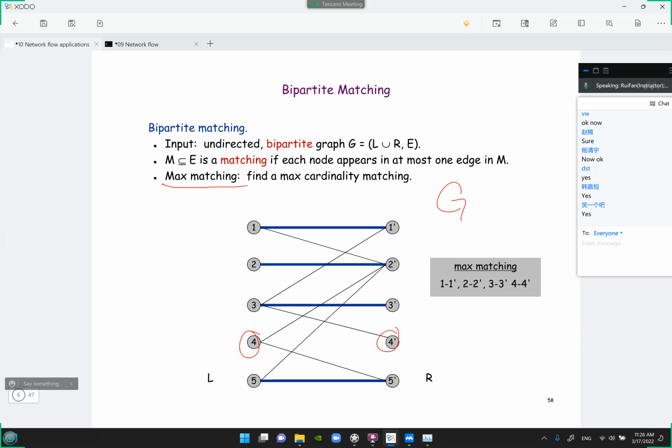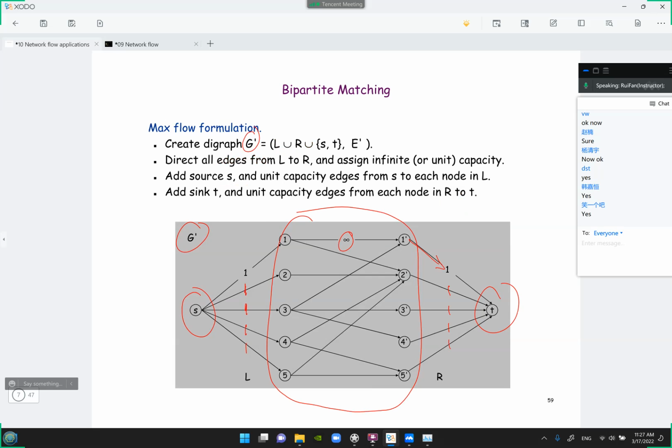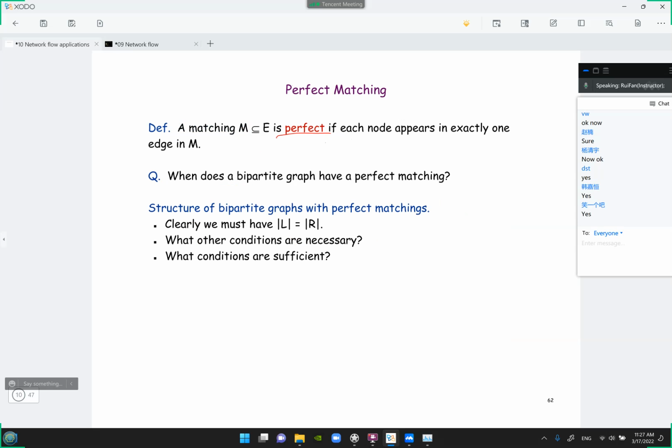So perfect matching basically says that, first of all, you have to have the same number of nodes on the left and the right. Otherwise, it's impossible for every node to be part of a matching. And also, if you have, let's say, k nodes on the left, your matching has to be of size k. So here we don't have a perfect matching because you have 5 nodes on the left and on the right, but you only matched 4 nodes. So that's not a perfect matching.